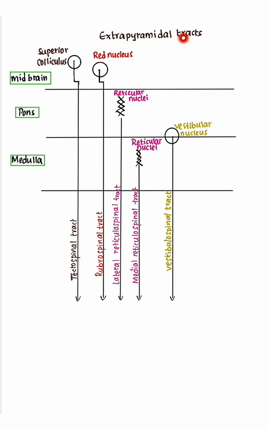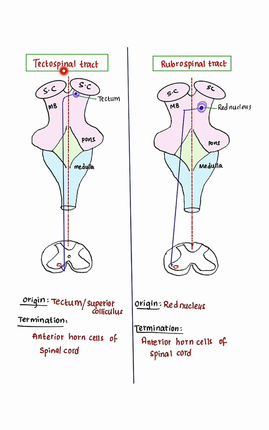Now let's see about the extrapyramidal tracts. They include the tectospinal tract, rubrospinal tract, reticulospinal tract, and vestibulospinal tract. Tectospinal tract: the fibers arise from the tectum or superior colliculus of the midbrain. Immediately after the origin they cross the midline to the opposite side. The fibers then descend in the contralateral brainstem and reach the spinal cord. It terminates near the anterior horn cells of the spinal cord.